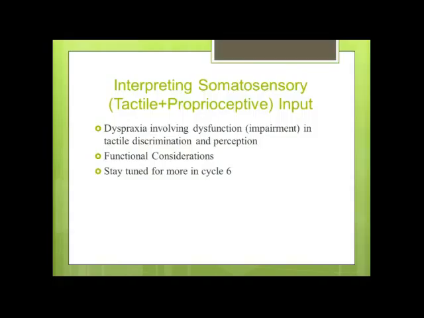Ayres talked about kind of 3 functions or 3 areas of praxis that are necessary for good function. There are other models that talk about more subcategories, but I still think in these terms: ideation, planning, and execution. And she suggested that dyspraxia is primarily a problem of organizing the planning for a motor act. And to be able to organize that planning, you have to have knowledge of objects and actions.